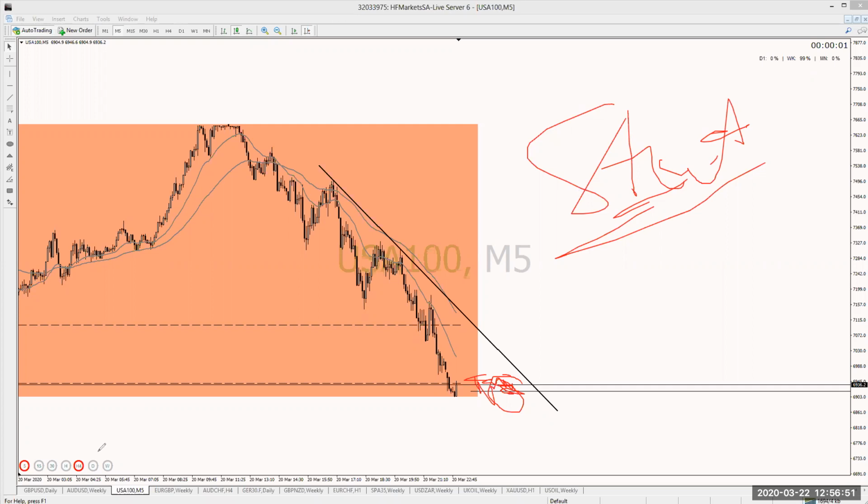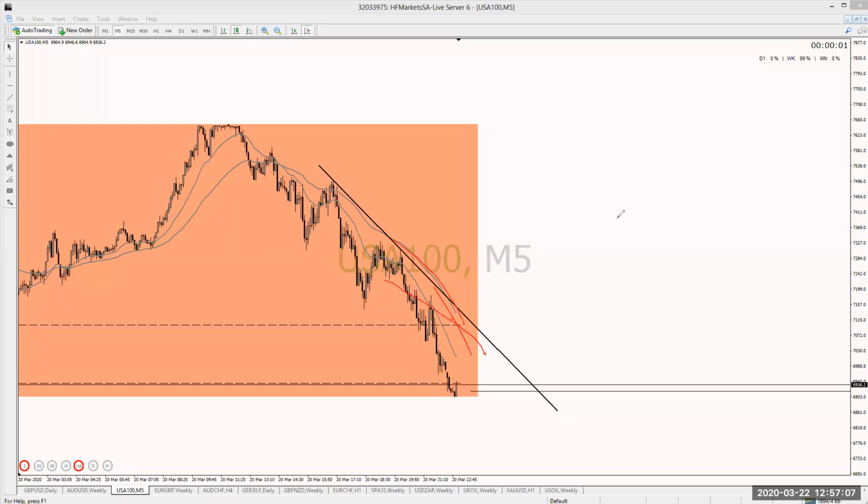Because there are sellers on H4, sellers on 15 minutes, and on 5 minutes rather. This is 5 minutes. You can see them by simply drawing a trend line and putting on a moving average. You can see how open these moving averages are. They are still pointing to the downside, showing that there are still a lot of sellers.